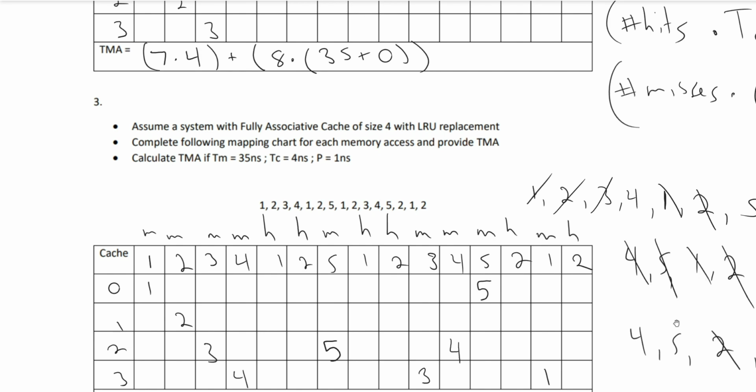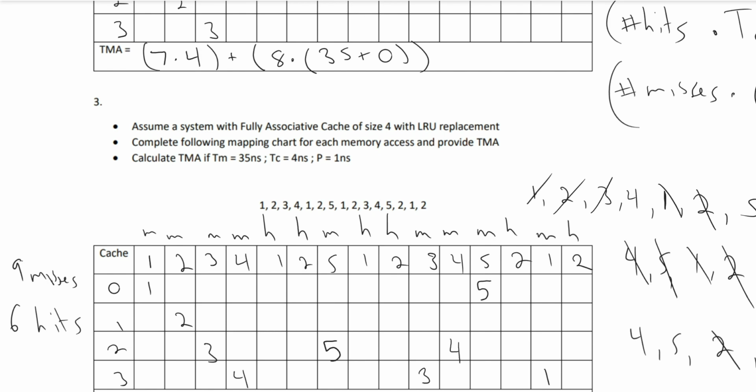Okay. Yeah. LRU is really annoying, I think. So how many misses do we have? 1, 2, 3, 4, 5, 6, 7, 8, 9. 9 misses. How many hits? 1, 2, 3, 4, 5, 6. 6 hits. And the formula is there in the upper right corner.